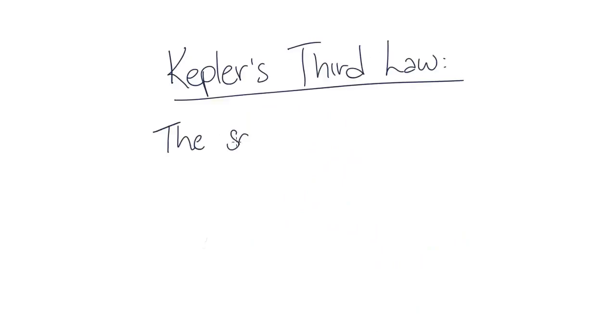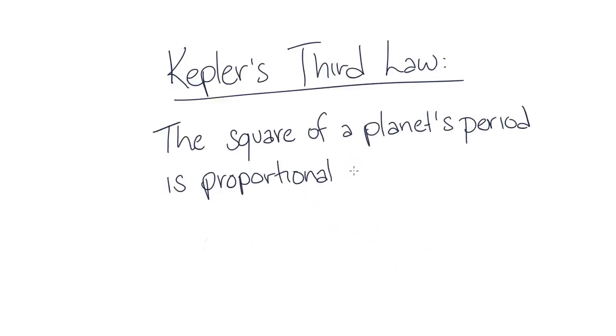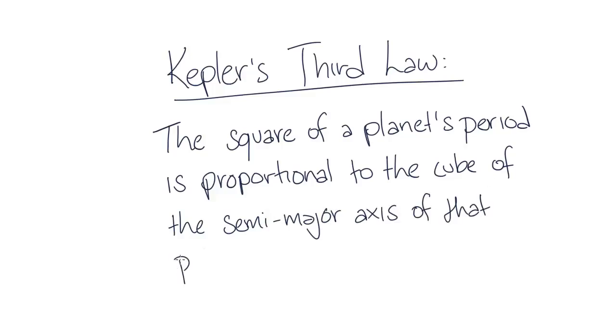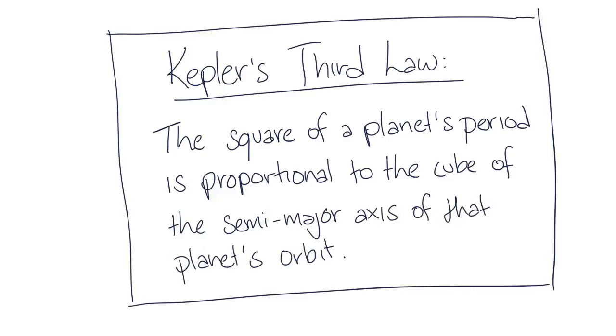Kepler's third law tells us that the square of a planet's period is proportional to the cube of the semi-major axis of that planet's orbit. And because the mass of the Sun is so much larger than the mass of the planets, then for all planets in our solar system, the proportional factor is approximately the same. So let's consider a circular orbit and see if Kepler's third law holds.